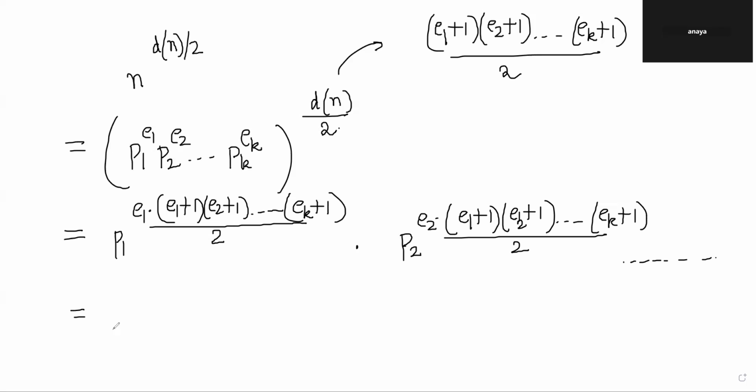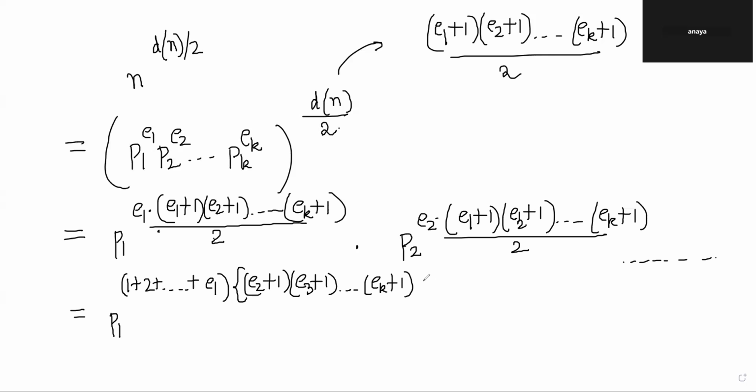So we can say that p1 power, you can take the 2 here, this is 1 plus 2 plus till e1, multiplied by (e2 plus 1)(e3 plus 1) till (ek plus 1). Okay, now I understand what is happening.